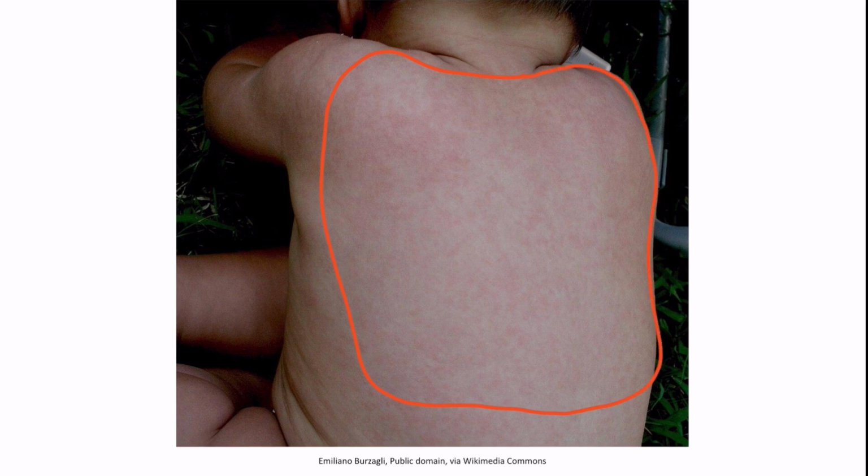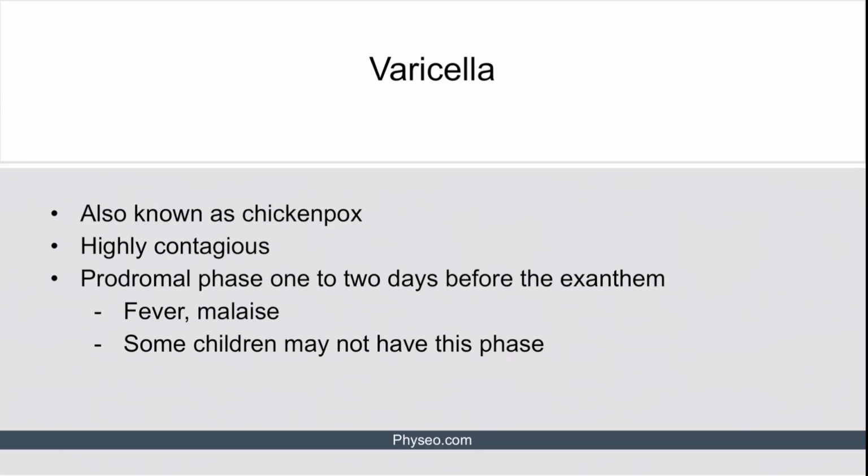The rash of roseola is often described as patchy and maculopapular in appearance. Other words used to describe it include rose-colored or lacy, which both can be seen here on this child. Okay, now let's move on to the final virus of this lecture, varicella.